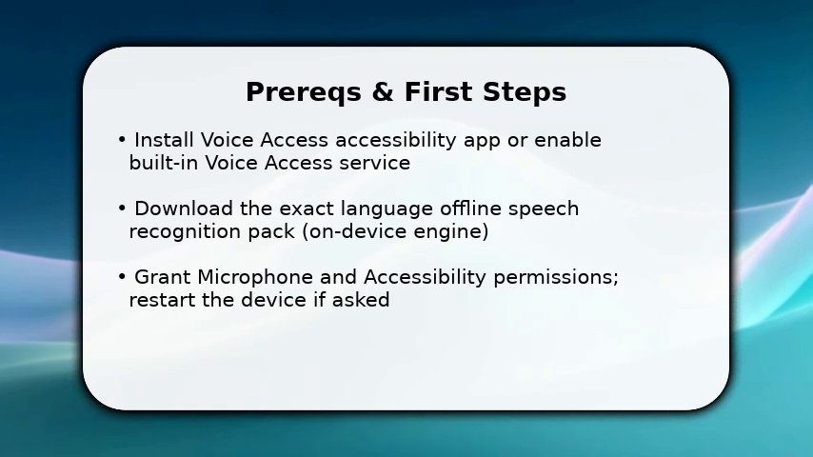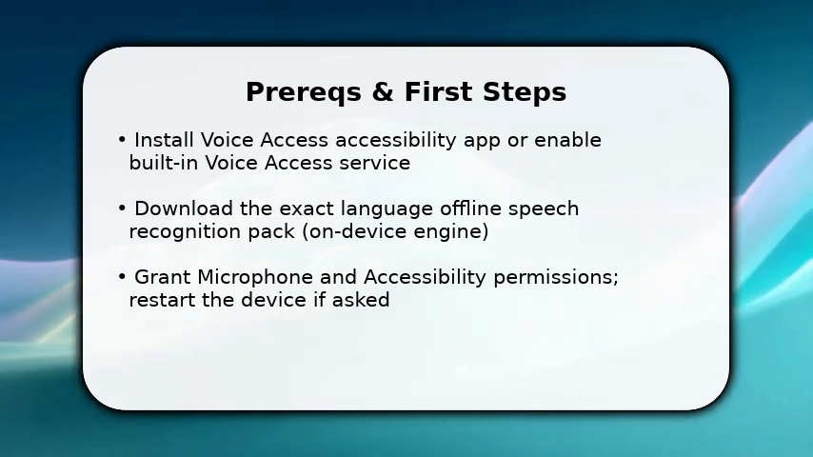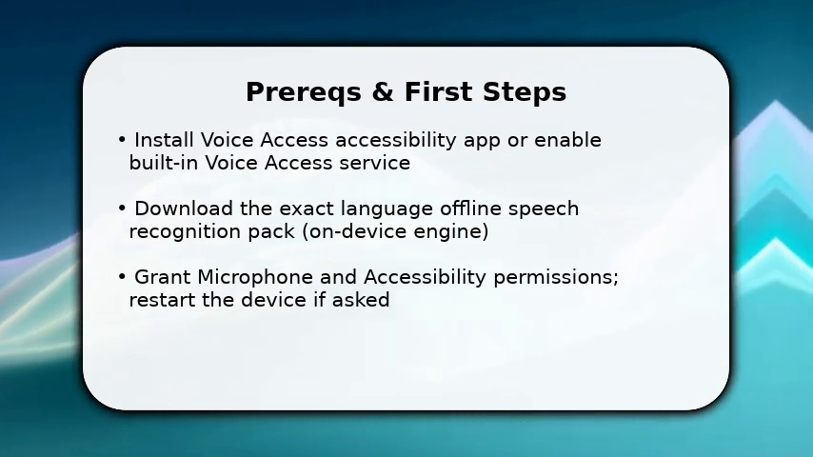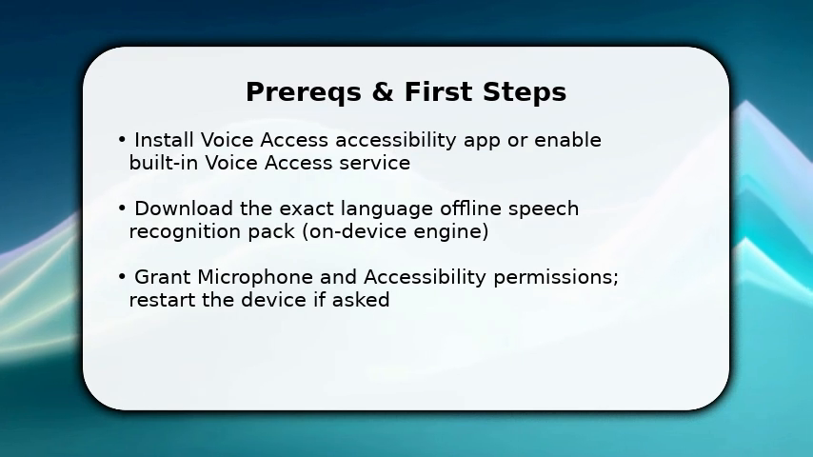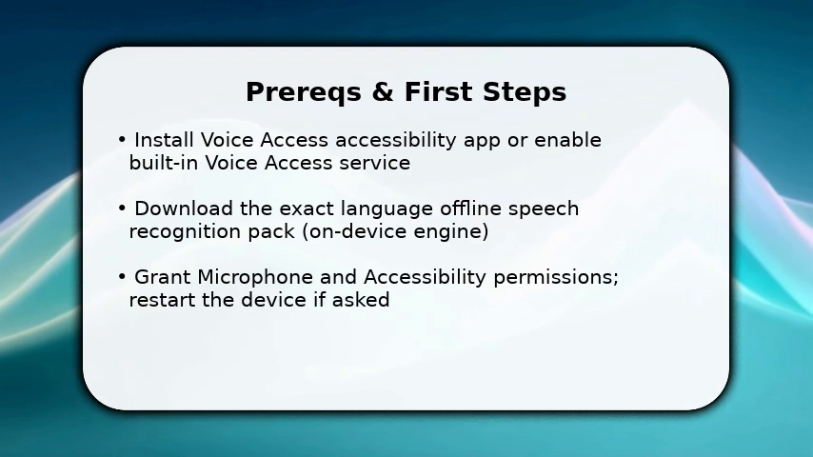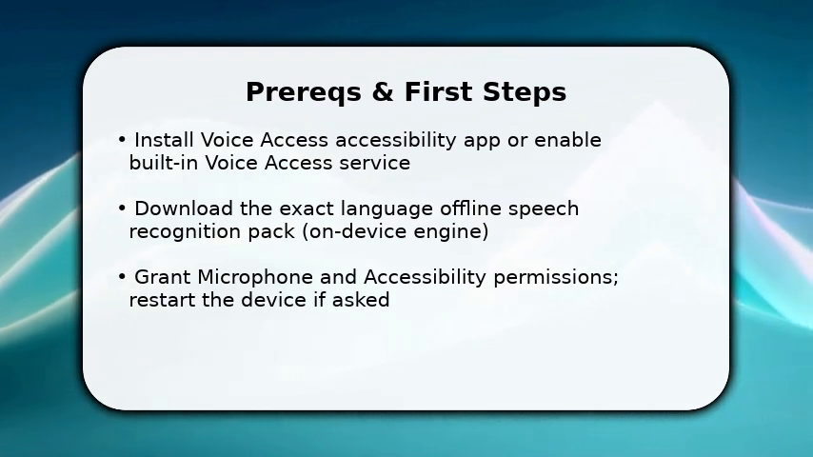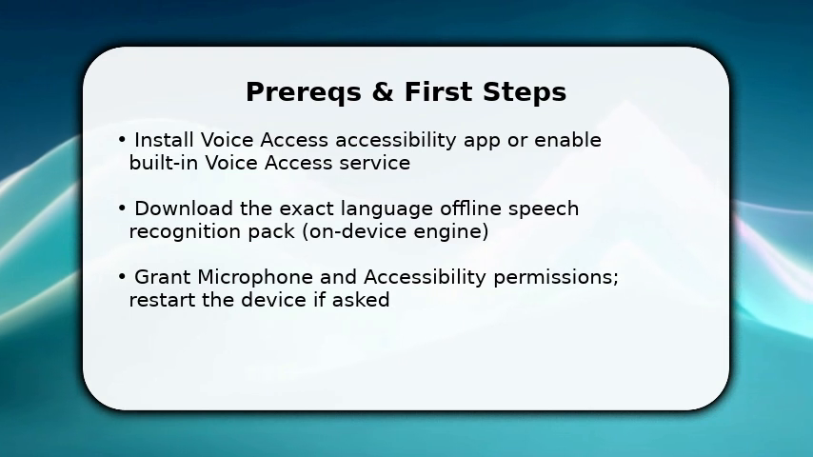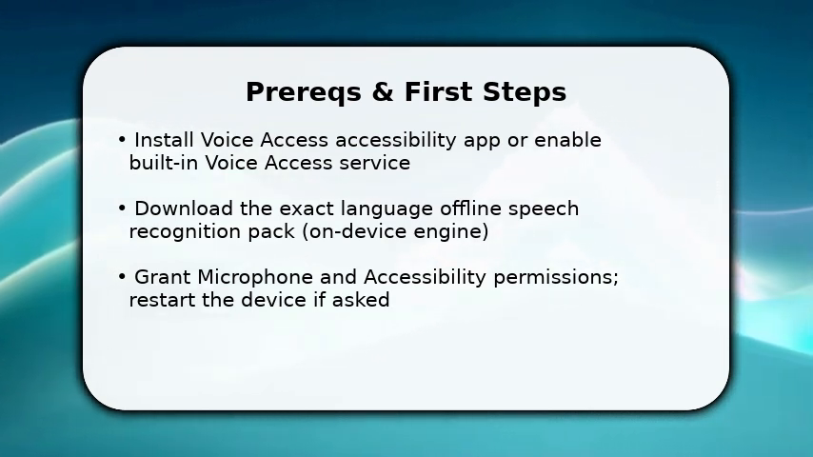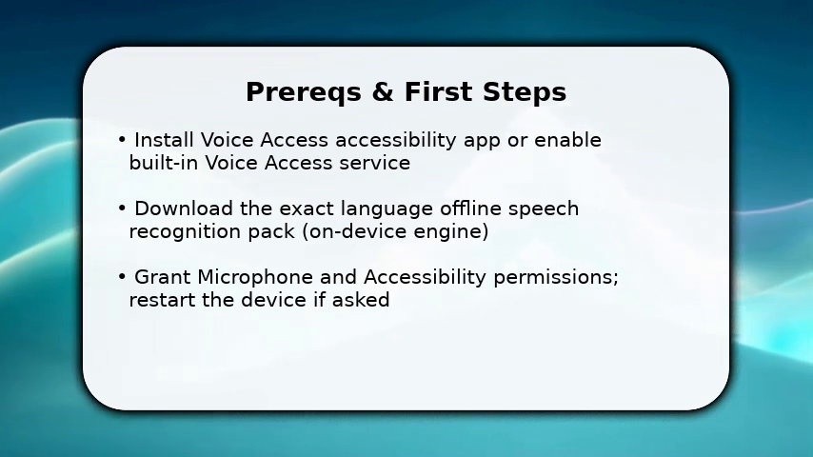You start by preparing the device. Install or enable the voice access accessibility service, and then immediately download the matching offline language pack. Once done, grant microphone and accessibility permissions so voice access can intercept commands locally. Make sure to check for the on-device recognition option inside the app or system accessibility settings and toggle it on. This forces processing to remain offline.